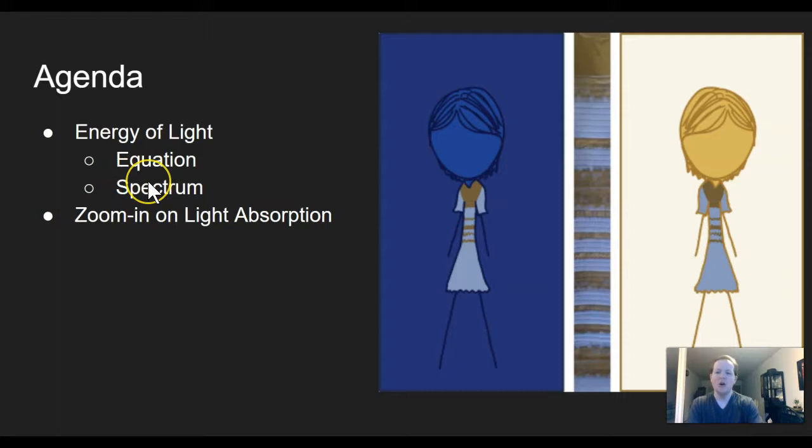And very briefly, we're going to see another of those images showing the spectrum of light. Because once we know the equation and what the energy of light is based on, we can do some quick, pretty easy comparisons of what types of light have the most energy and what types of light have the least energy.